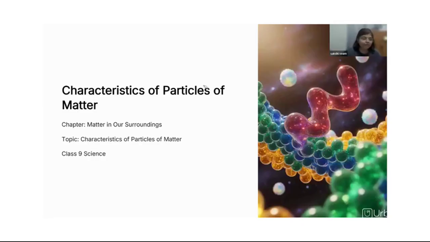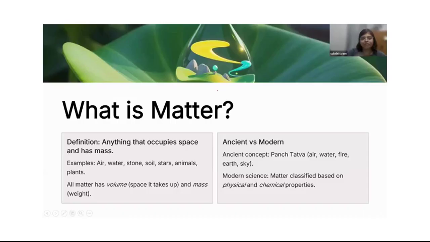Hello everyone. The topic that we are going to study today is matter in our surroundings, which is the class 9 science chapter. Inside that chapter, we're going to study the characteristics of particles of matter. What is matter? Anything that occupies space and has mass is called matter.